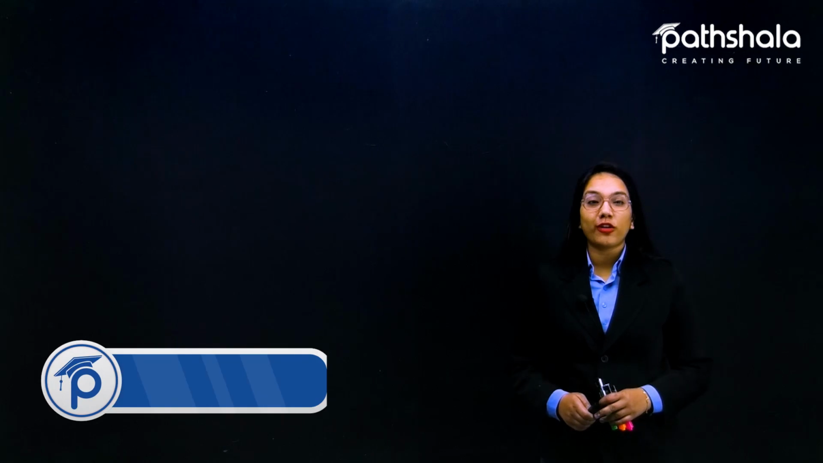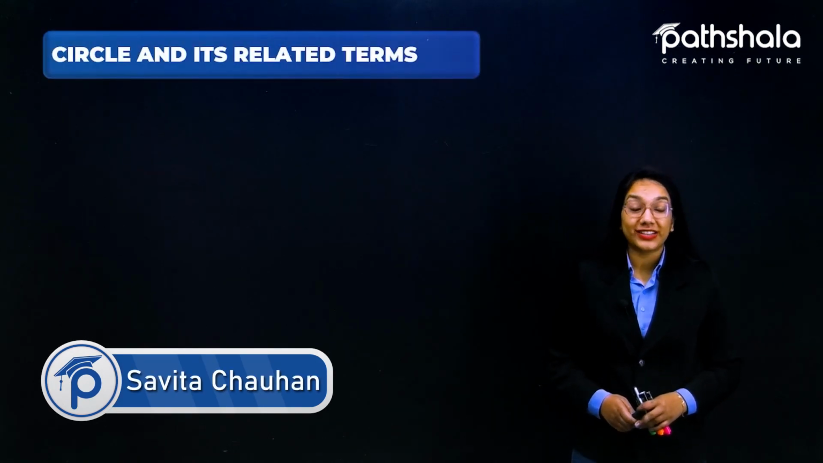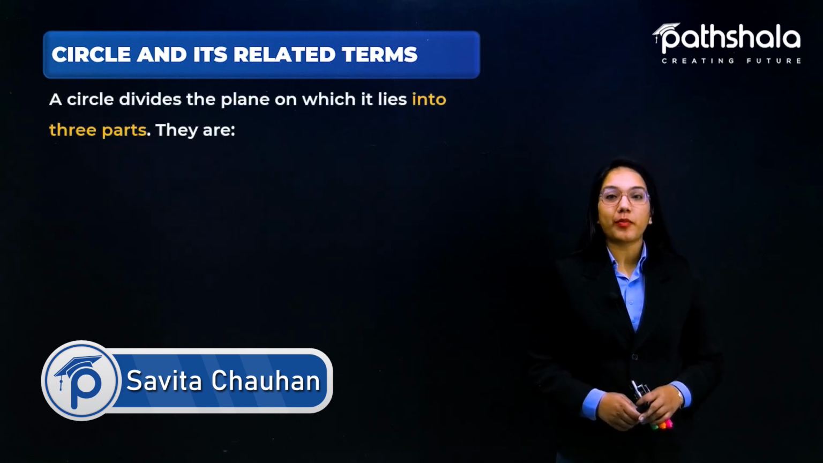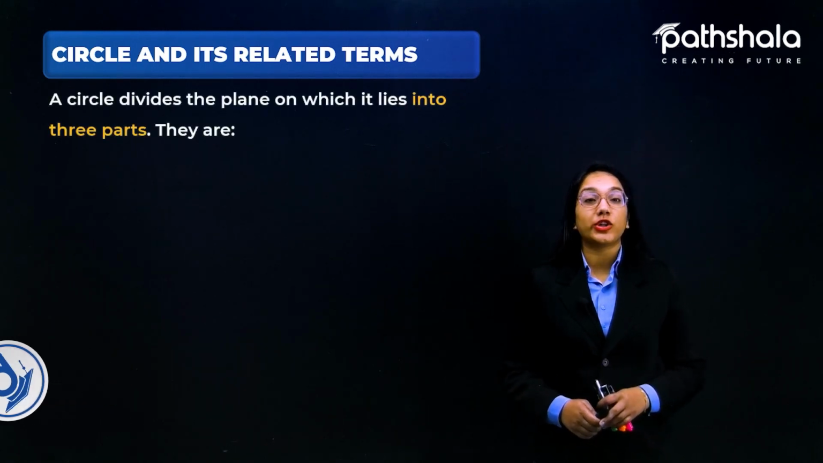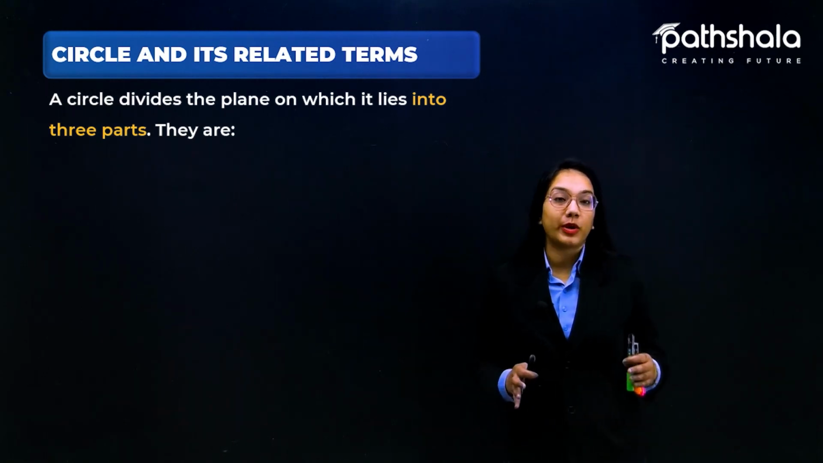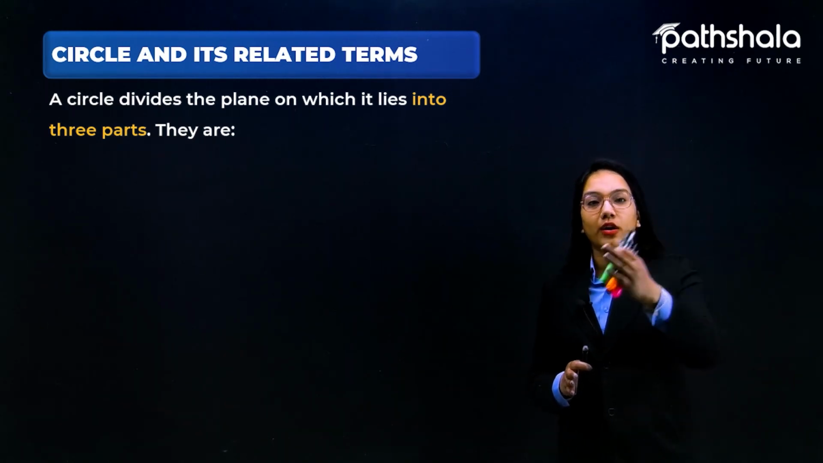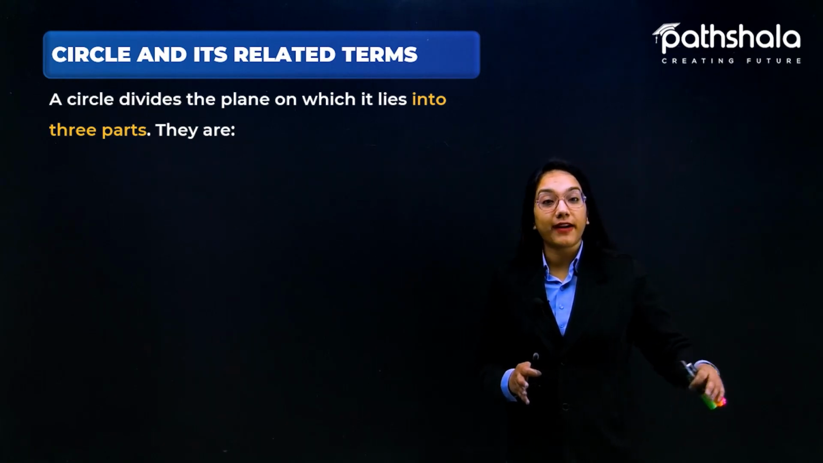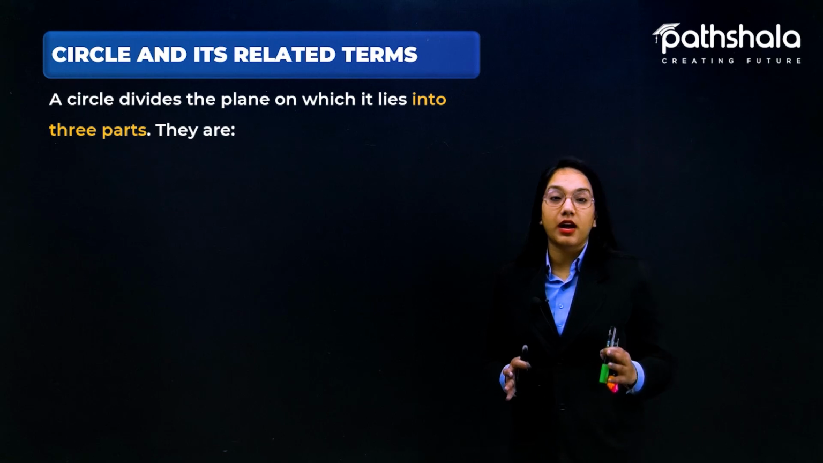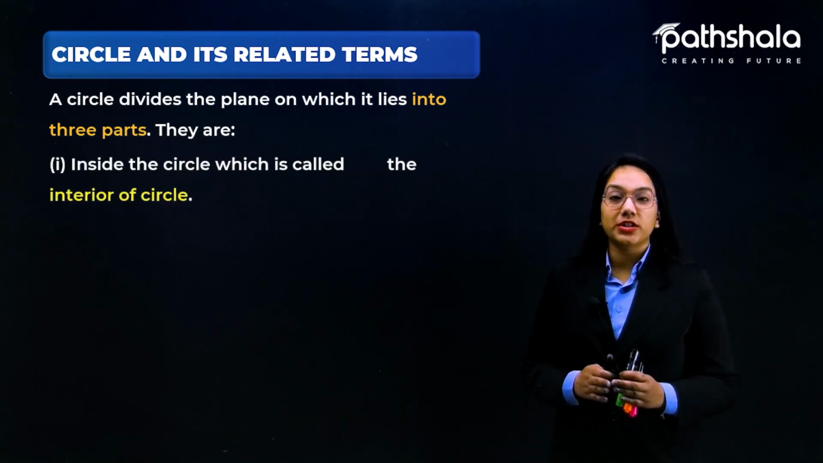Now let's move on further and talk about the circle and its related terms. Suppose I'm talking about the very first thing: a circle divides the plane on which it lies into three parts, because whenever we draw a circle on a particular plane, it divides the plane into three parts.